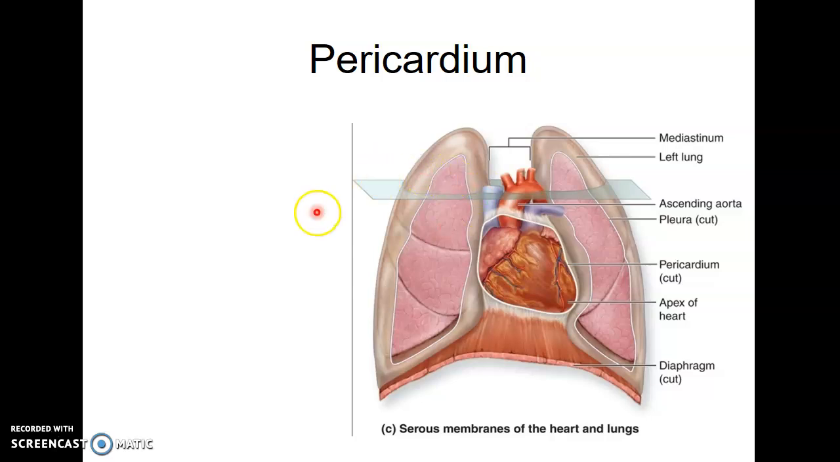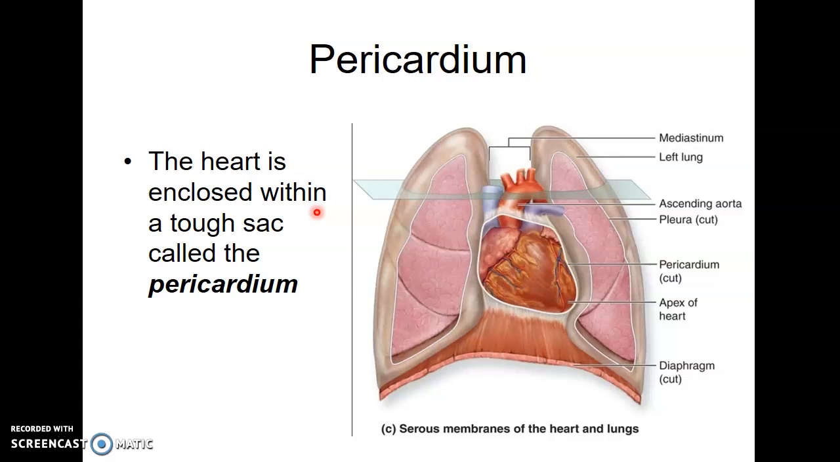So the pericardium is the outer layer of the heart. The heart is enclosed within a tough sac of connective tissue called the pericardium. The pericardium is important because it holds the heart in place and protects it, but it also helps to restrict heart movement.